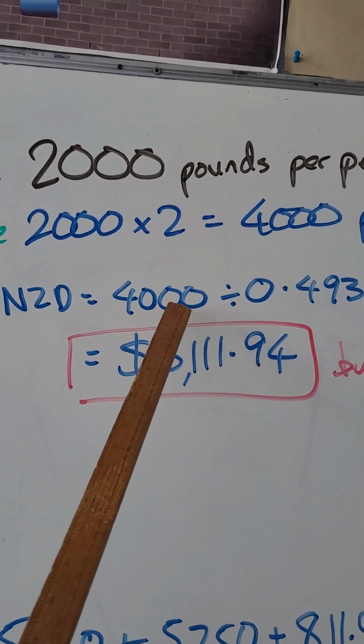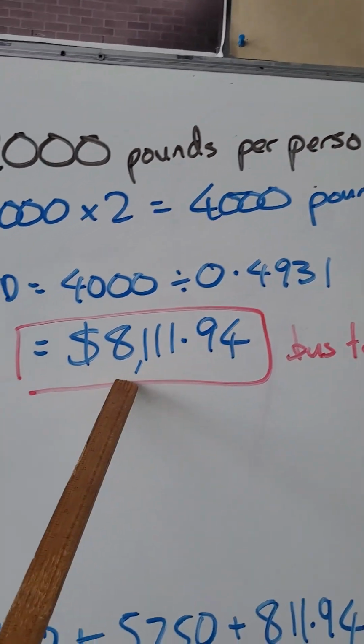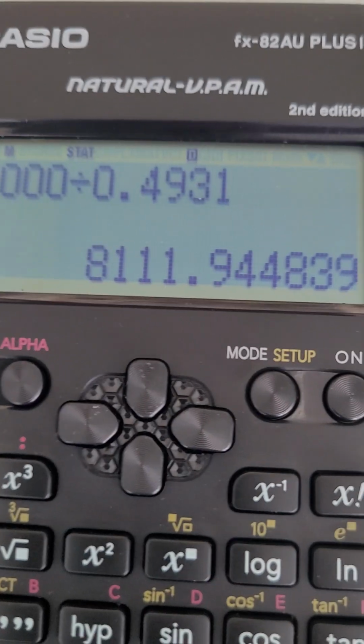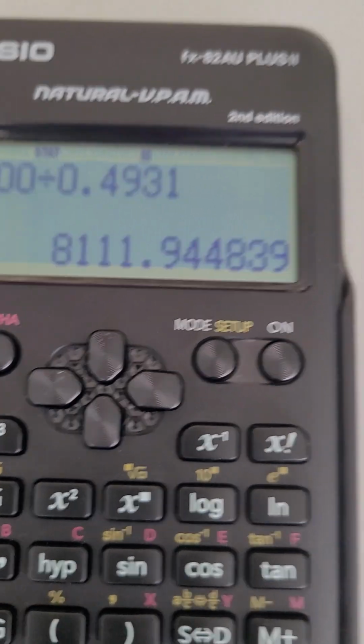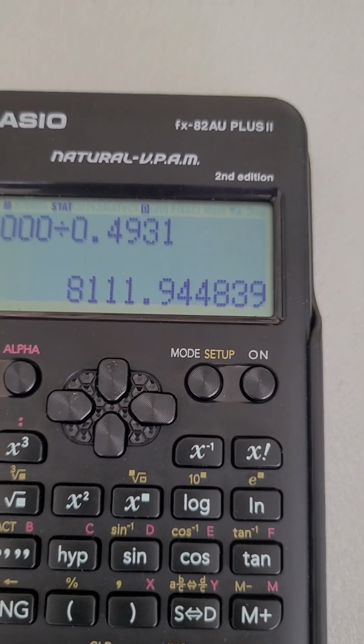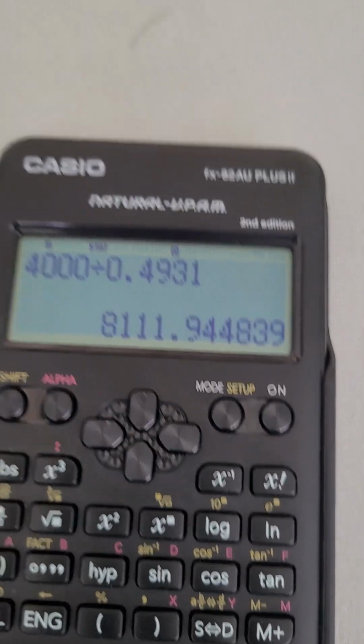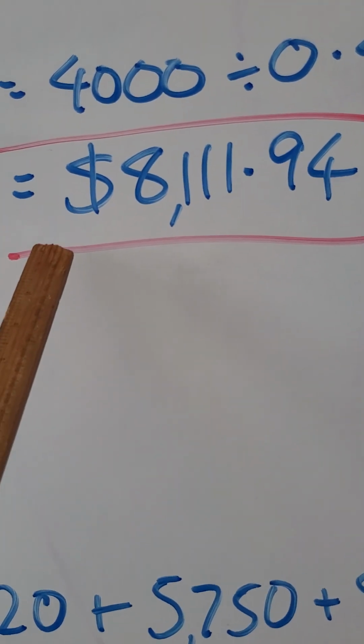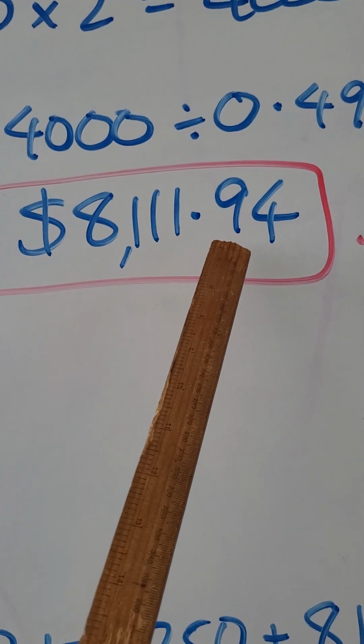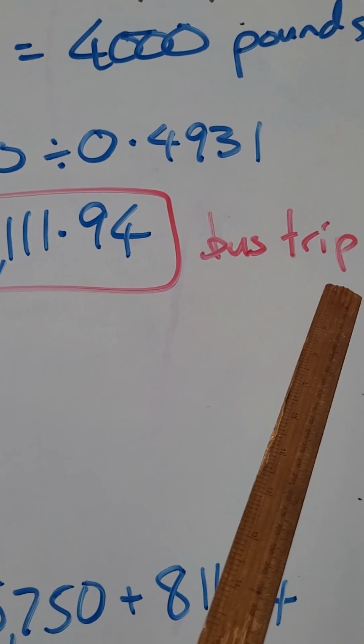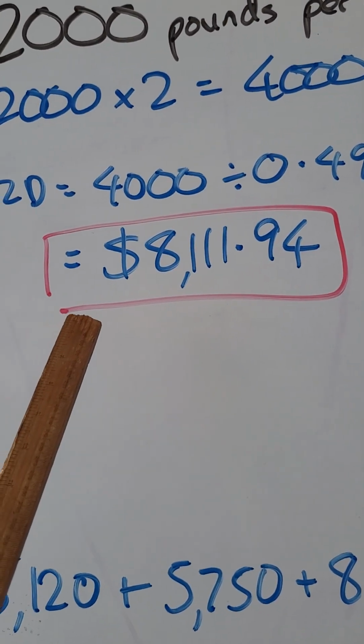So we've got 4,000 divided by this, and it's going to be this. Note on my calculator, it's a big long decimal, but we want to round it to 2 decimals because money only has dollars and cents. So it's $8,111.94. That's the total bus trip for the both of them.